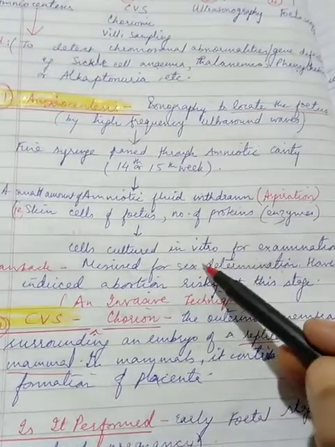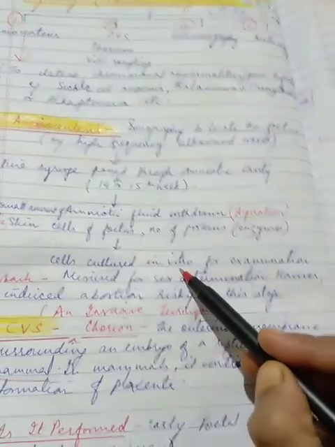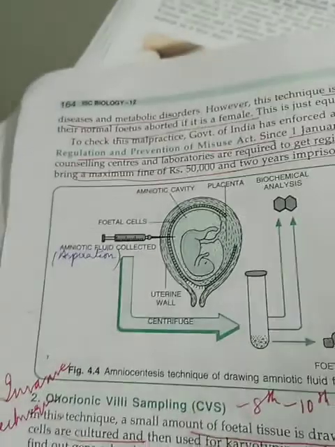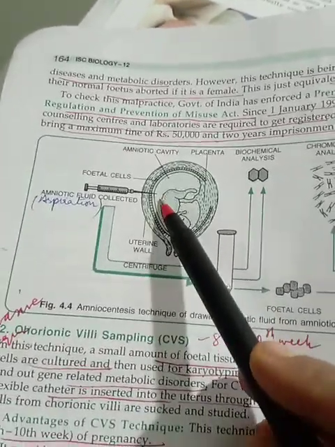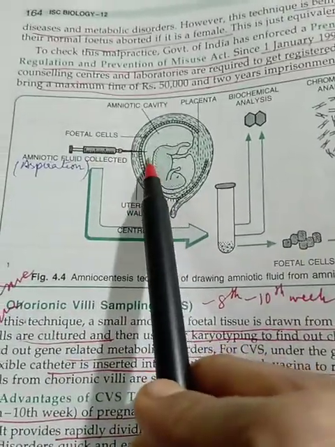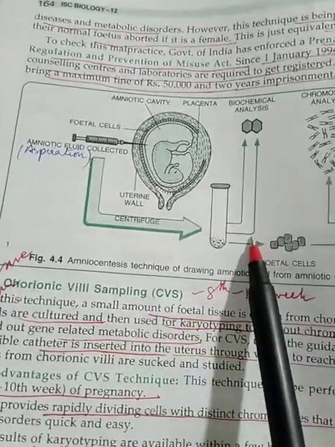These cells are cultured in vitro. Again and again these terms are coming, which means in glass, for the examination, right? Now, this is very simple. Once again, look at this. The syringe is inserted into the amniotic fluid, which is sucked out later. The cells of the baby that is developing are cultured and tested to find out the abnormality.